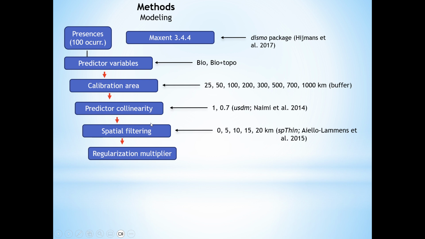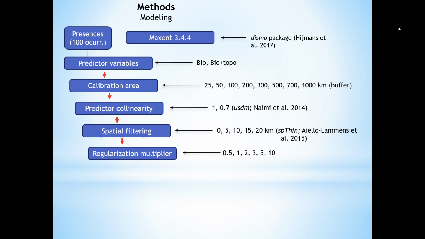Spatial filtering of presence records is one of the main methods used to reduce the sampling bias present in species data. Occurrences were filtered spatially with a maximum distance from 0 to 20 kilometers. Regularization multiplier is a value that penalizes the use of additional or complex parameters in order to avoid overfit models. The effect of this factor was evaluated by using values from 0.5 to 10.